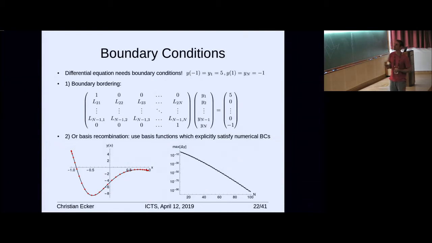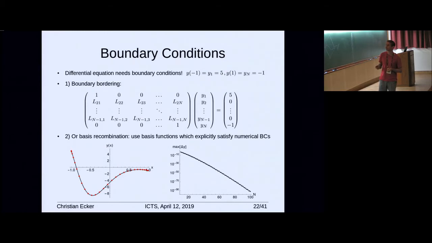And there are two different ways to take care of the boundary conditions. The first one is called boundary bordering, where you replace the first line and the last line of this differential operator matrix in that way, such that if you then multiply out this line with that line, you exactly implement the first boundary condition, and the last line accordingly. Another thing is that you can use so-called basis recombination. In that way, you specify your basis functions in such a way that they already explicitly satisfy the boundary conditions. And if you then invert this matrix, you get, of course, the correct result.